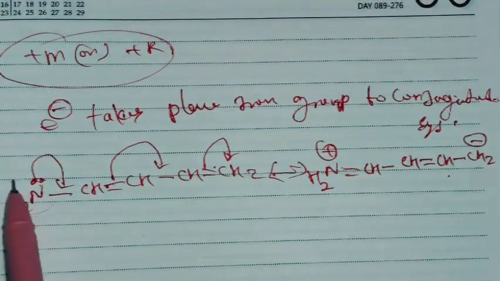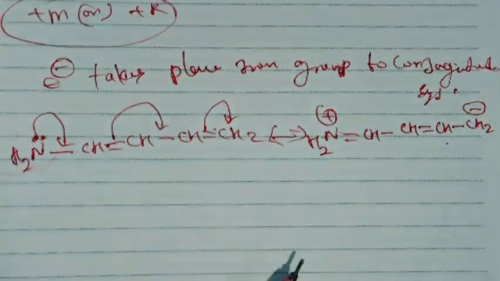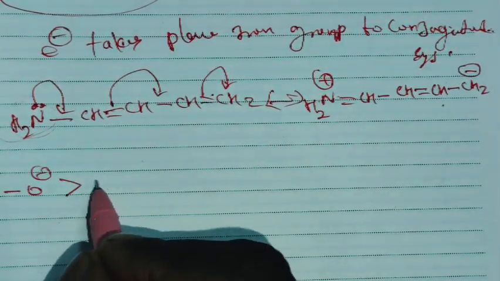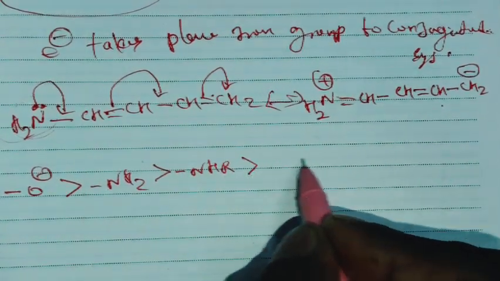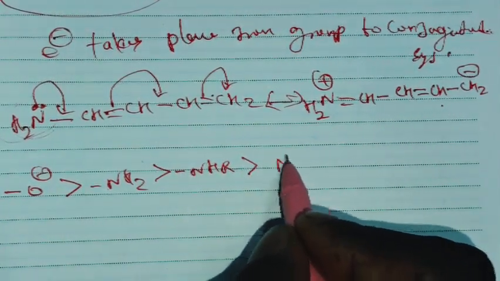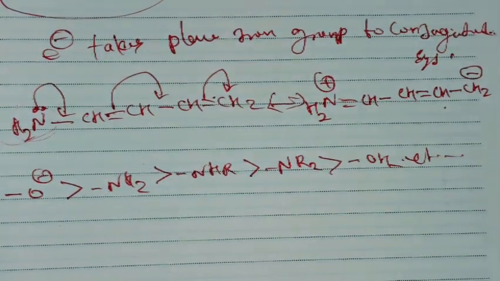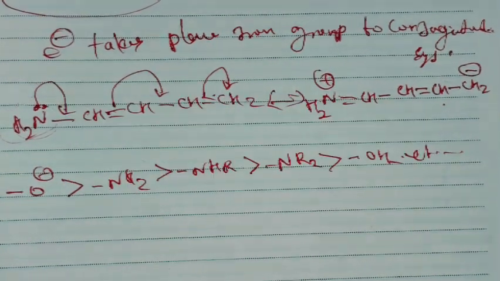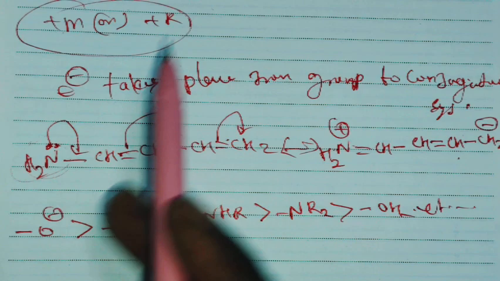Any group like that falls under the category of plus M effect or plus R effect. Some examples are the O minus group, NH2 group, NHR group, NR2 group, and OH group. So for a group in a conjugated system, at least one lone pair of electrons must be present for it to be a plus M effect or plus R effect group.